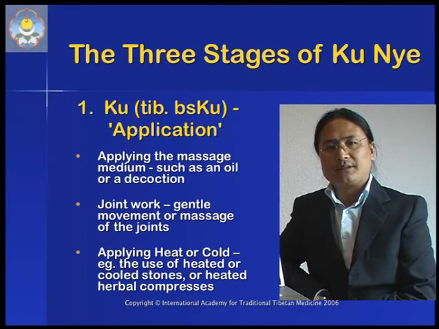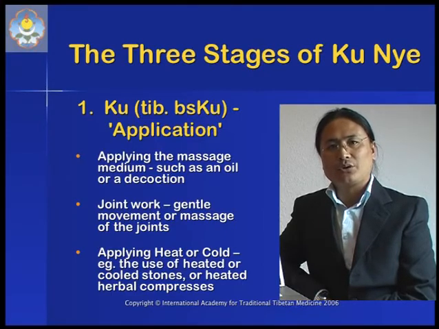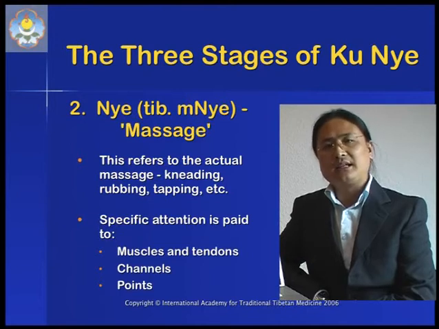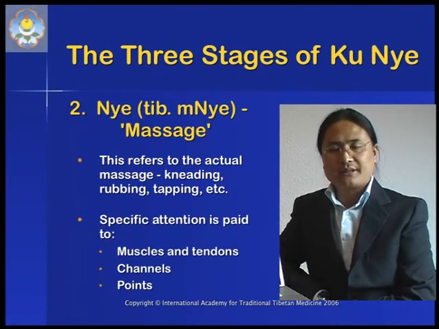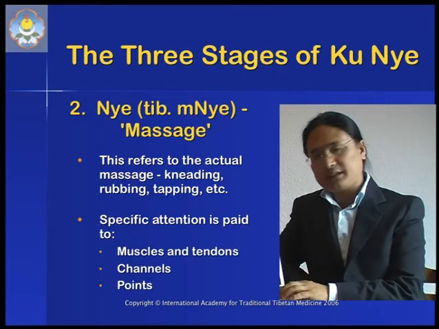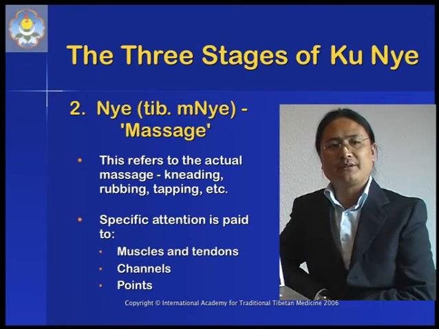But according to the different types or typology, sometimes we apply heat and sometimes we apply cold. Next one is Nye. Nye is the actual massage, which refers to kneading, rubbing, tapping, pressing, stretching, and all these things. Especially we use this Nye on the skin, on the muscles, on the tendons, on special points, and on the different channels. Therefore in Tibetan we call Nye on the muscles Shanye, Nye on the channels Zanye, and Nye on the points Sangye, and so on. This part we could also say is the main part of the massage.